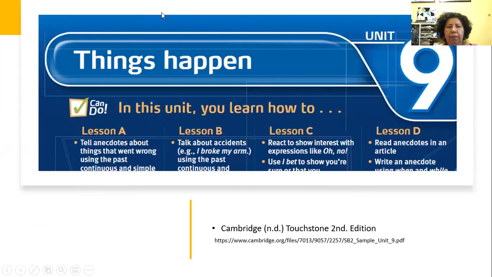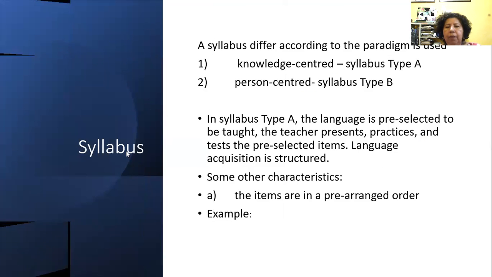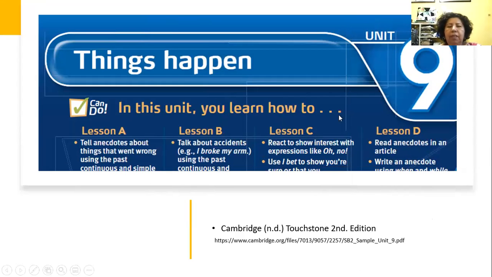For example, we can see this part of a course book, which is the Cambridge Touchstone, 2nd edition. And in this case, we can see how this is happening. There are different lessons, but also, as it says, the items are in a pre-arranged order. So this is an example of what we can have in a syllabus: lessons A, B, C, and D, and all of them are related, but they are pre-arranged, and we cannot first teach lesson D, because first we need to teach the previous lesson, so it makes sense, and it is in a progressive order, the way that it is structured.